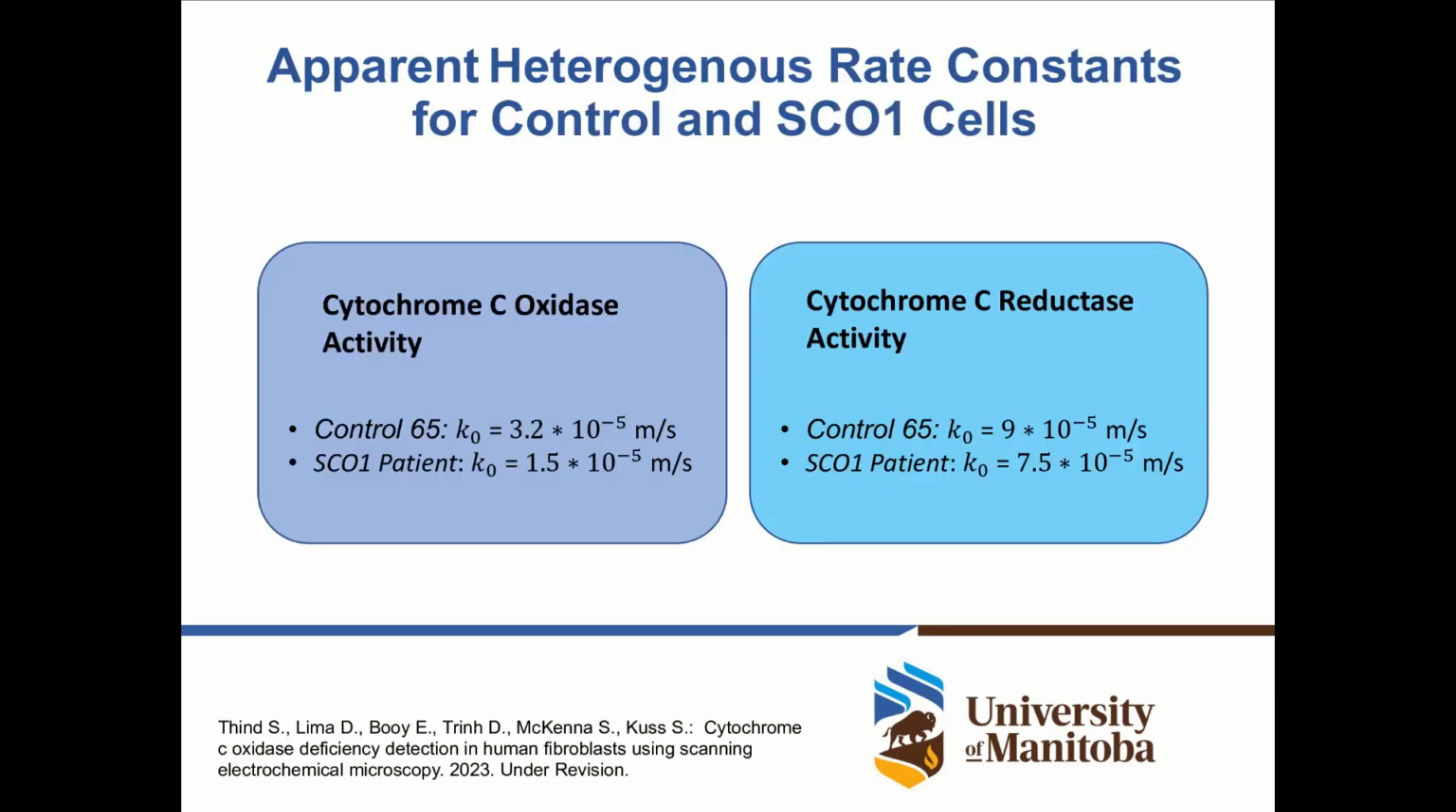So let's come back to our cytochrome C oxidase active cells. Our control cells here exhibit a kinetics of 3.2 times 10 to the power of -5 meters per second. And you can see that our patient cells have a reduced cytochrome C oxidase activity by almost half. We can also analyze the cytochrome C reductase. Although this has not been altered in these organisms, we can still see a trend that the reductase is slightly decreased.